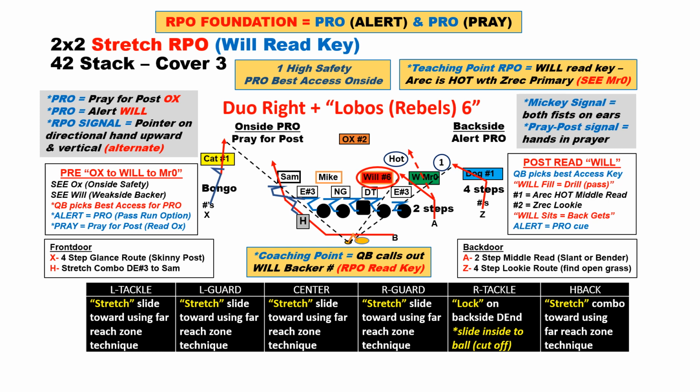Last, we can go to a 3rd level PRO to the front side with the X now running a skinny post where we read the safety. You can see now with your foundation, you simply are using RPOs, PROs with the alerts to the backside, and we can do a PRO pray for post to the front side, all in one play.